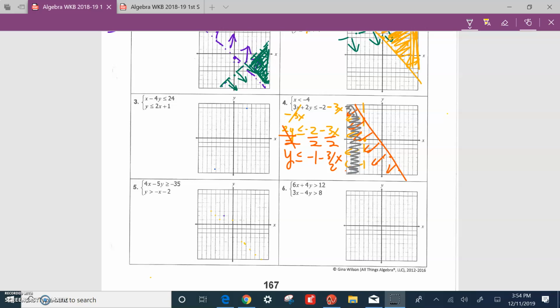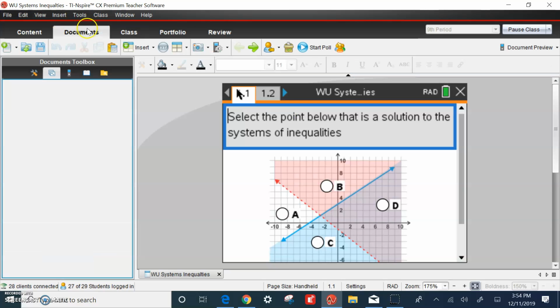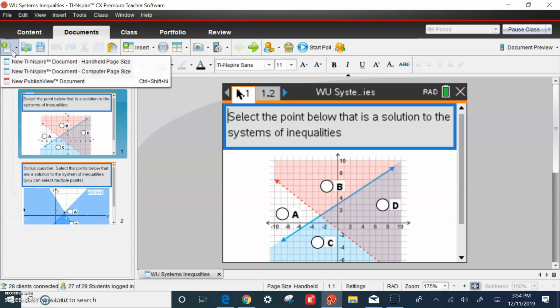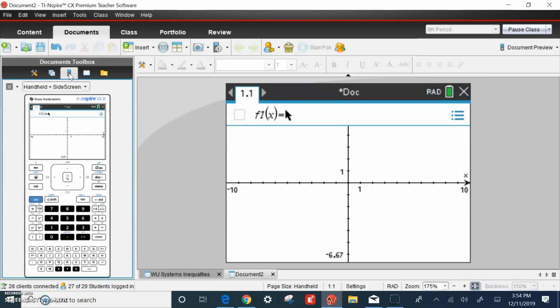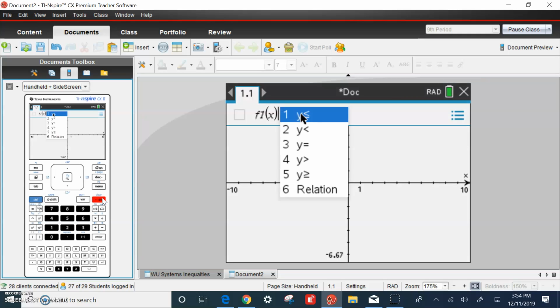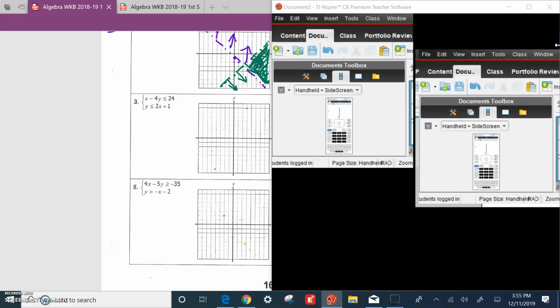Okay, so let's use the calculator for this one. We're going to open a graph. We want to delete the equal sign and select relation because our first equation is in standard form. And I can't really see it, so let me split the screen.